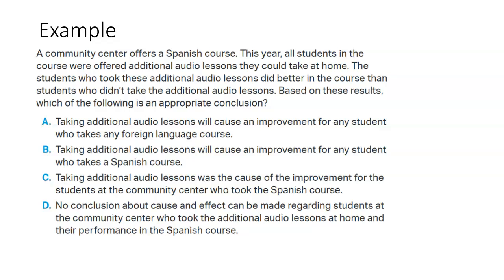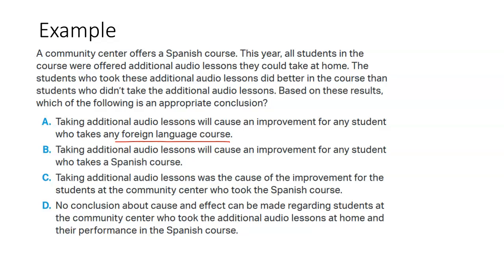Okay, so our first one: taking additional audio lessons will cause an improvement for any student who takes a foreign language course. Why are you shaking your head? It's very definite, and it's talking about every foreign language. It's only talking about Spanish. Okay, so the definite part on this one, with this community center in Spanish, it said the students who took the lessons did better. Didn't say how much better, but they did better. So for this community center, for this Spanish course, and those audio lessons, those students did better.